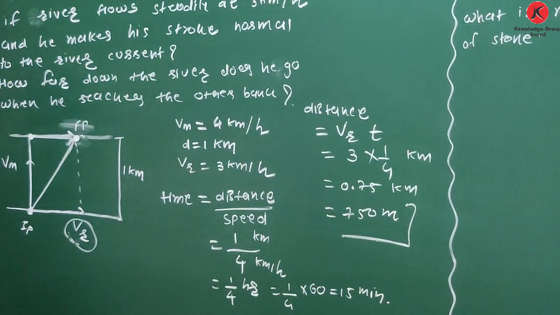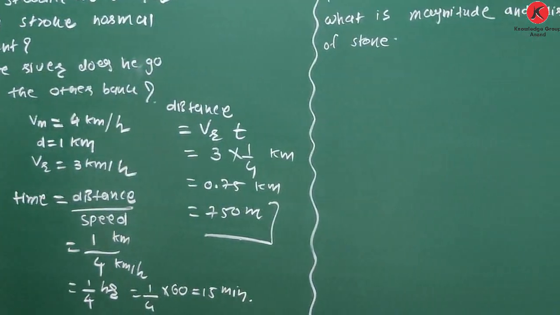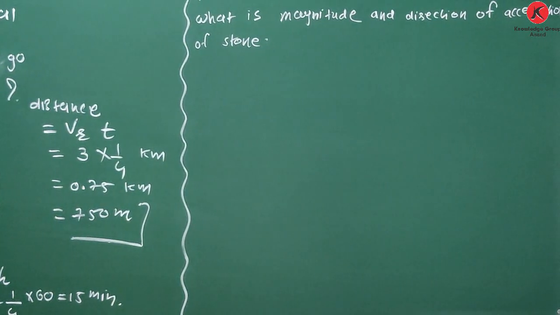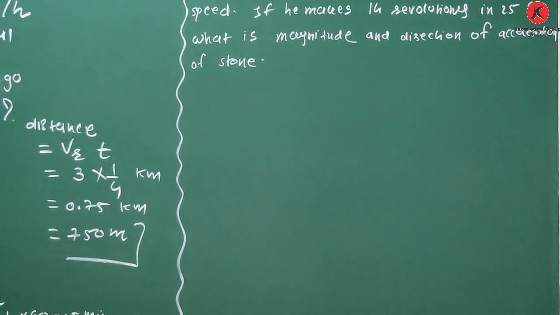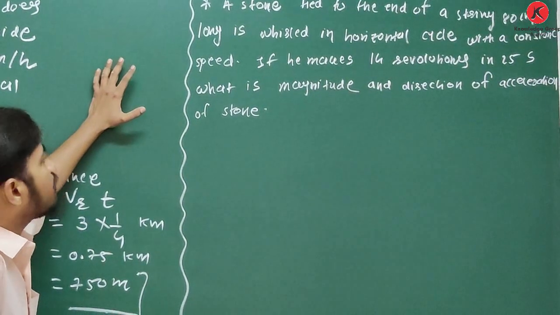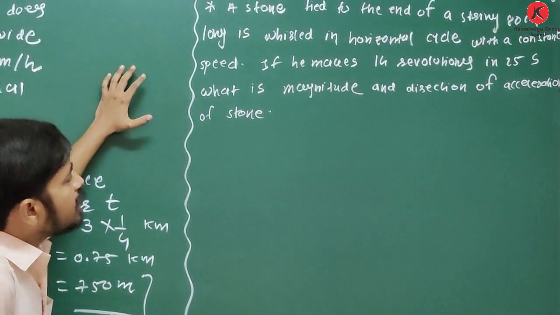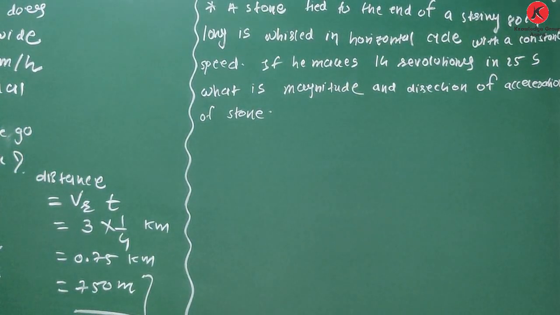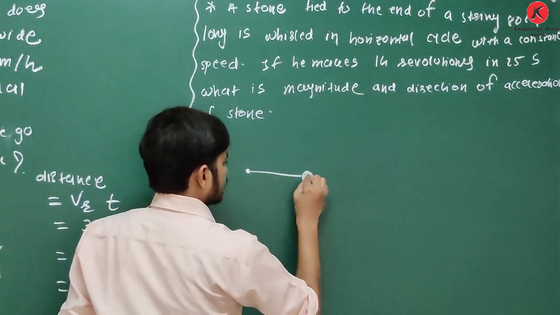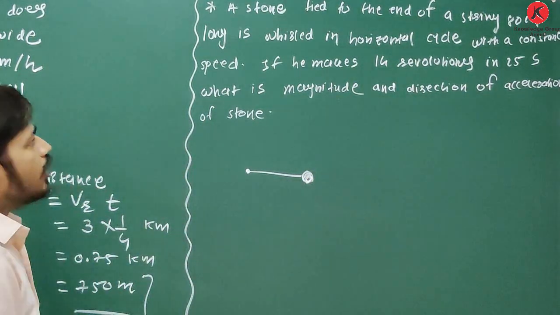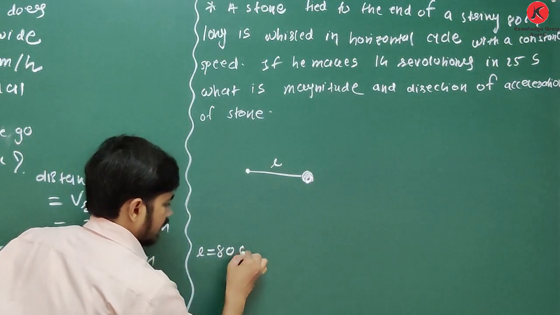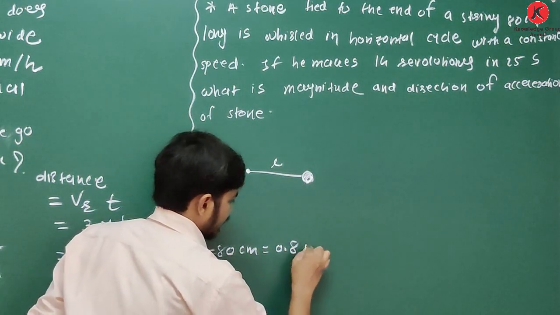Next one: a stone tied to the end of a string 80 cm long is whirled in a horizontal circle with a constant speed. If it makes 14 revolutions in 25 seconds, what is the magnitude and direction of acceleration of the stone? A stone is tied to the end of a string 80 cm long, which is 0.8 meter.